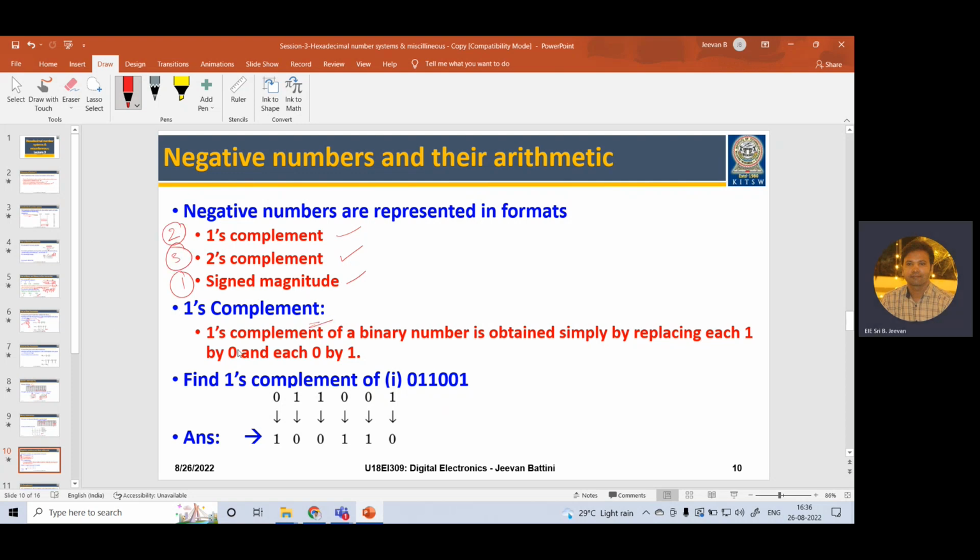So what is 1's complement? Replacing ones with zeros and zeros with ones. That's it. Suppose, for example, 1's complement of 0, 1, 1, 0, 1 is there. Here 0 is replaced with 1 and 1 is replaced with 0. And this will be the answer. Very simple. Or subtract the original number from all ones. Both are same. We'll be getting the same result, as replacing ones with zeros and vice versa.